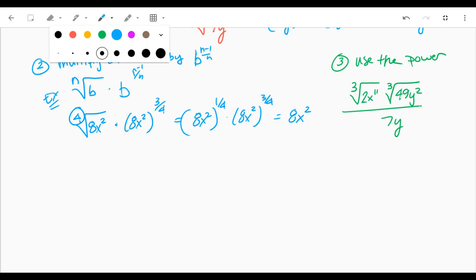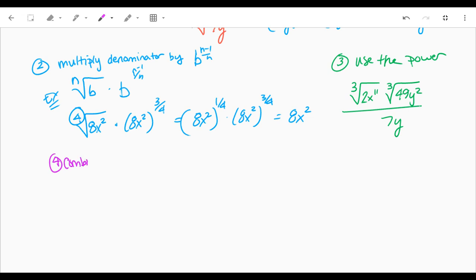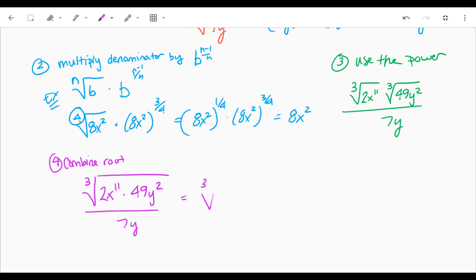Next step, we are going to combine the roots. So we can write that whole thing as the cube root of 2x to the 11 times 49y squared, still over 7y. So that's the cube root of 98 x to the 11 y squared over 7y. I don't think they're going to give you any where you have to simplify that 98 or try to fit any perfect cubes that go into 98. It's possible, but I don't think they're going to throw any at you.